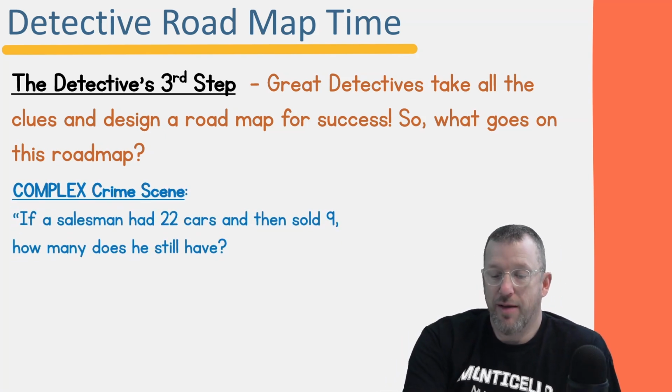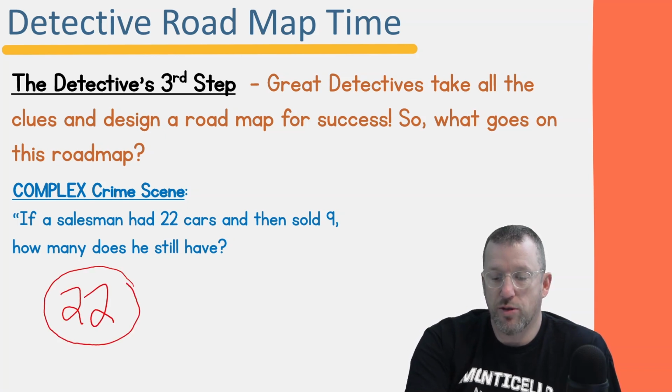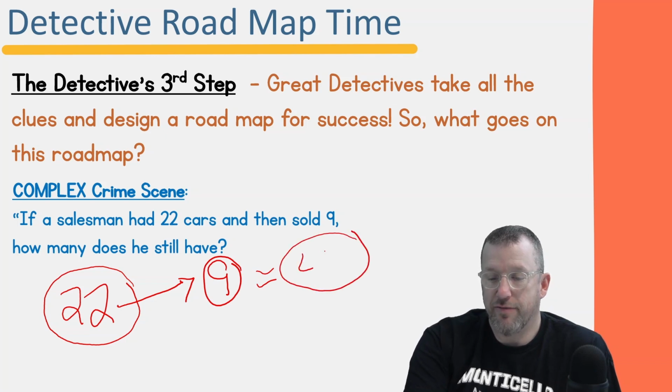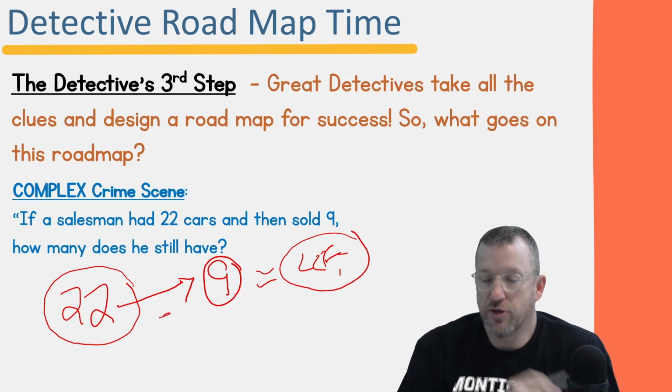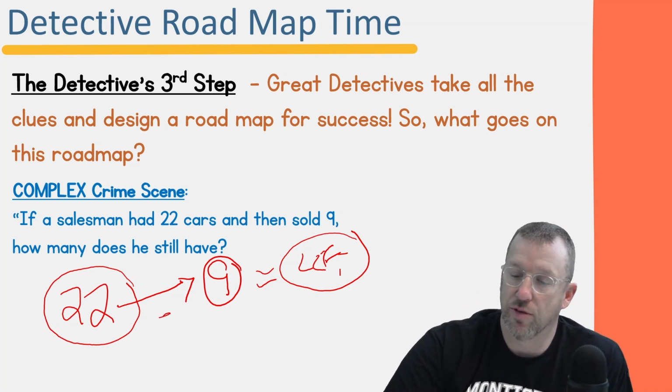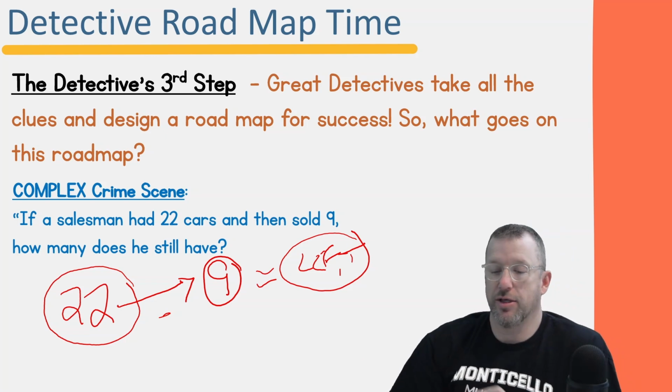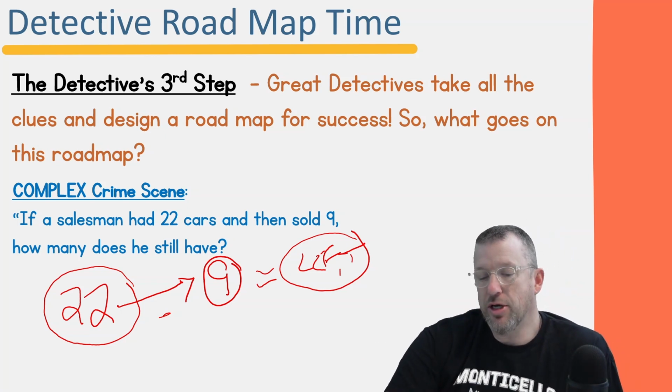So our roadmap could look something like this. What did we start with? Where do we start in our roadmap? We had 22 cars. And then you could say, I took out of it 9. Okay. And I want to know, what do I have left? All right, so I've just sort of created a roadmap for myself, and I can say, I took it out, so I must have subtracted, and I know that looks horrible. My pen is not working very good today, so how many do you have left? All right, so that could be a good example of a roadmap.